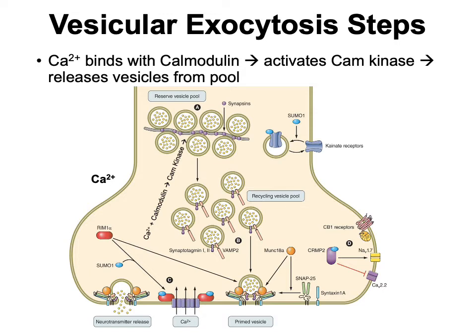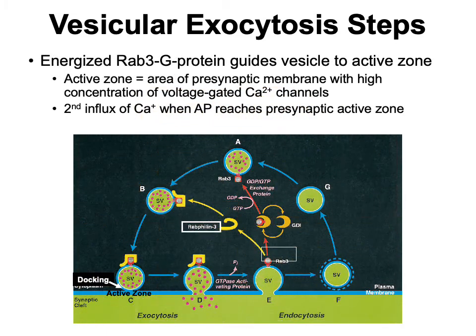Neurons have the ability to make extra neurotransmitters and store them in the vesicles within the axon terminal. And they store them on a rod-shaped protein called synapsin. And this area where they have the stored neurotransmitters is referred to as a pool of vesicles. Once the vesicle is released from the pool, energized Rab3 proteins will guide the vesicle to the active zone on the presynaptic membrane.